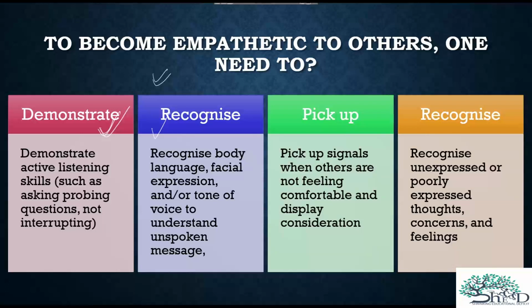You recognize their body language, their voice, their tone, basically non-verbal communication. You pick up the signals when they are not feeling comfortable, then you give a tap on the shoulder, or holding hands, if let's say it's your sister or your brother, basically your sibling, so holding hands is okay in that case, I guess. Hugging. Next, you recognize whatever thoughts they have not been able to express. This is quite difficult, I admit, but this is how you become more empathetic to others.